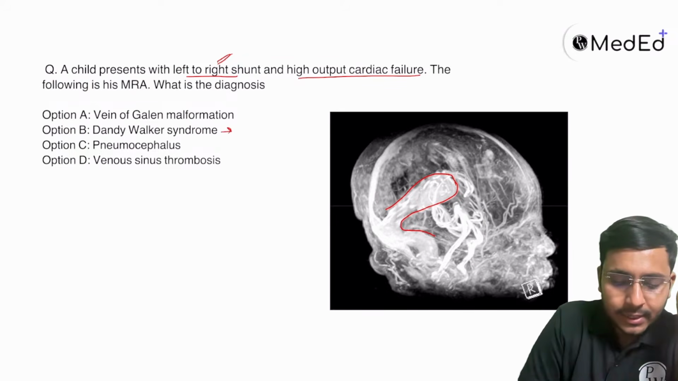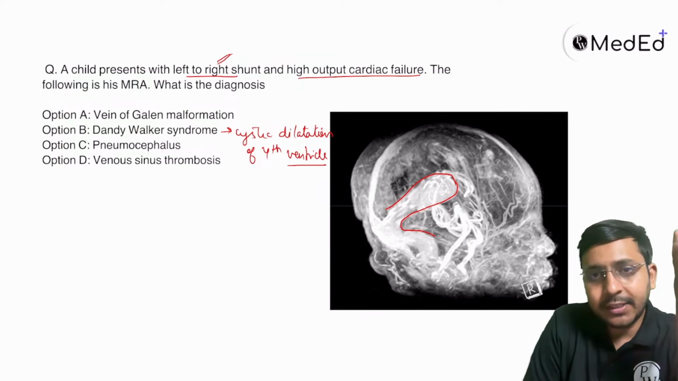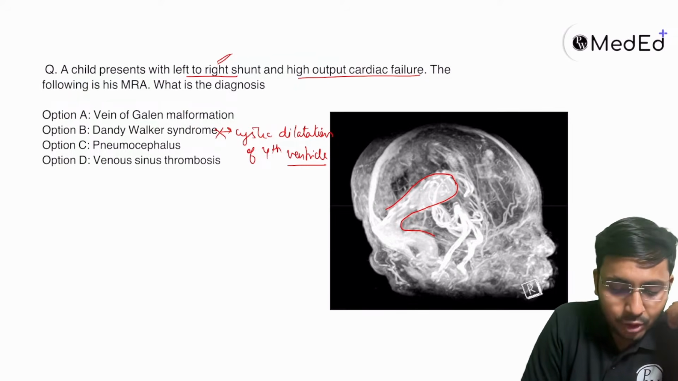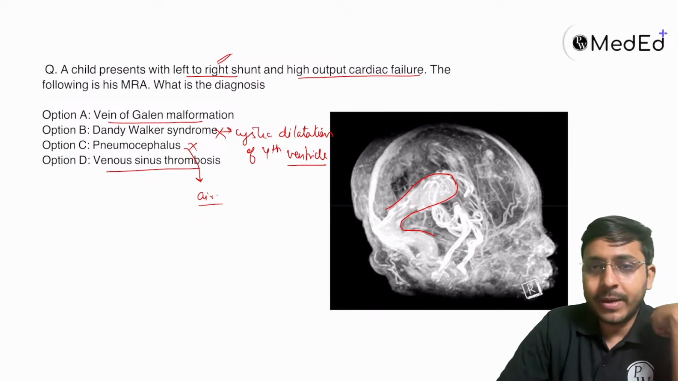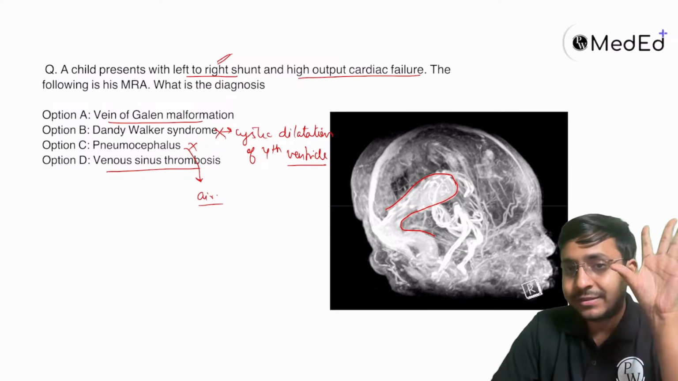What happens in Dandy Walker? Dandy Walker has cystic dilatation of the fourth ventricle. That is not there. There is no cyst, there is a vessel. So Dandy Walker is out. Pneumocephalus will have air. Is this showing air? No, so pneumocephalus is out. Venous sinus thrombosis and vein of Galen malformation both can be the answer because you are given an MR angio.